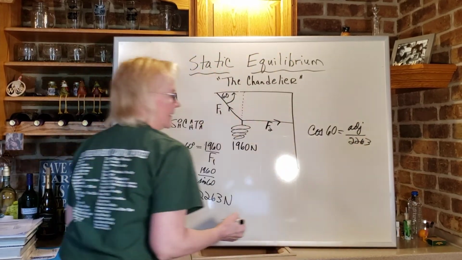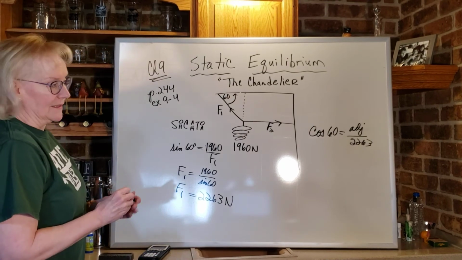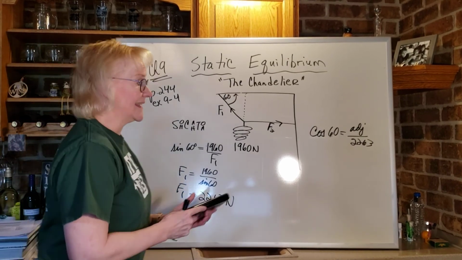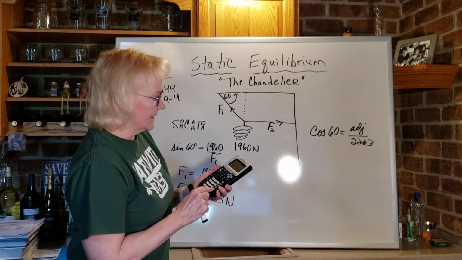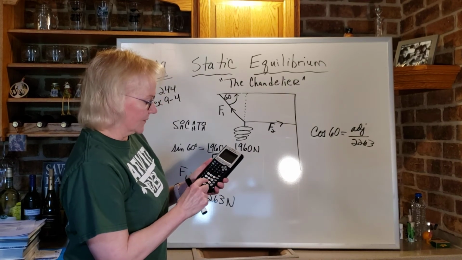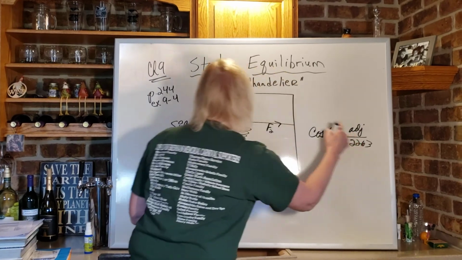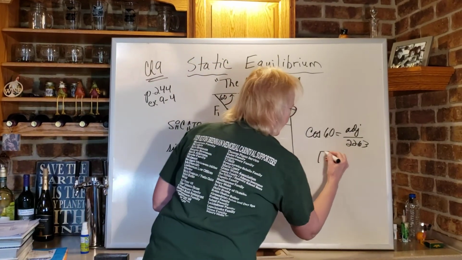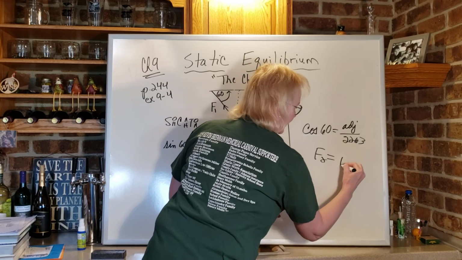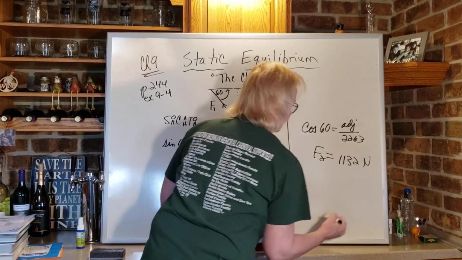2263. Okay, this one's easier because it's not dividing, it's multiplying. Cosine of 60 is a half. Cosine of 60 is a half multiplied by 2263. And the adjacent side is F2, and it is 1132 newtons.